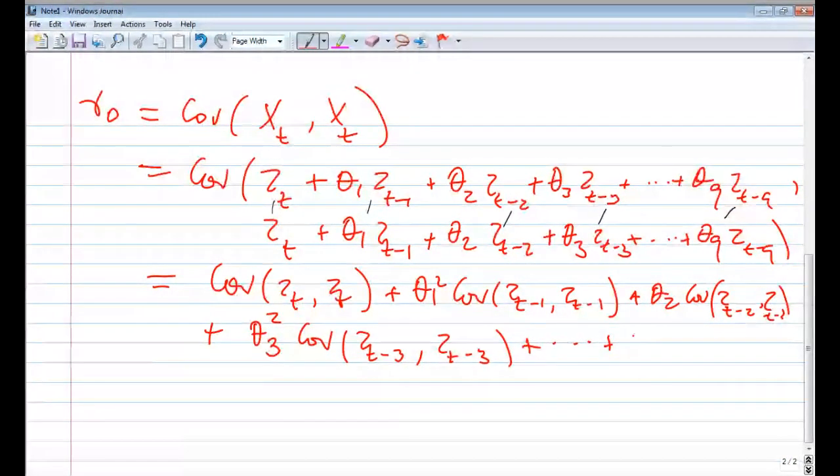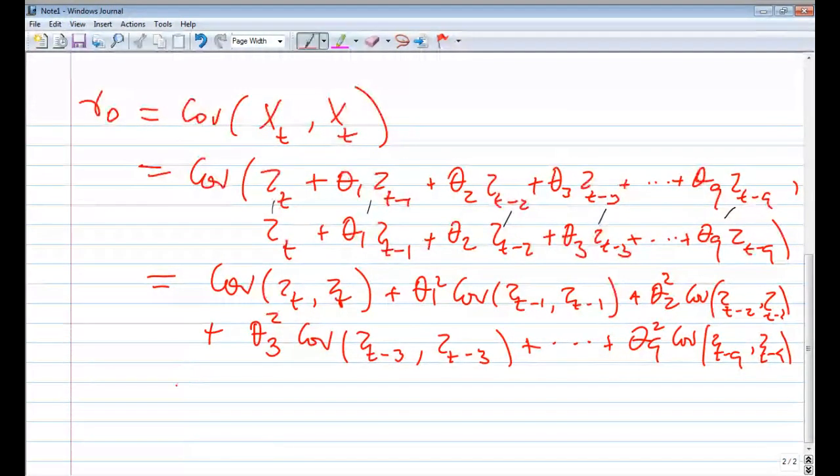Sir, it's theta 2 squared, sir. Oh, theta 2 squared, yes. Thank you. The curve of zt minus q, zt minus q. Are we together? So this is the step that I've skipped. I thought maybe you understood.